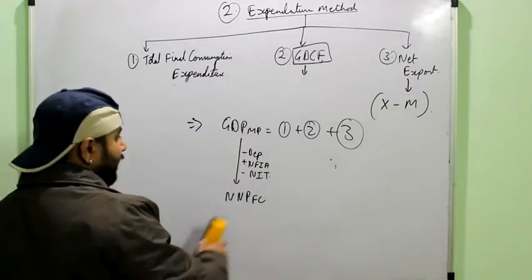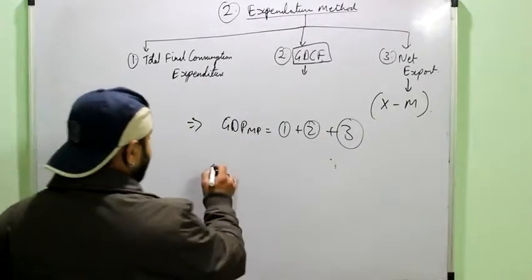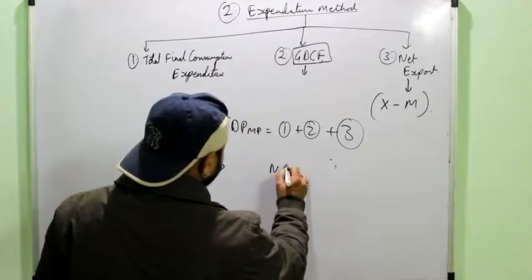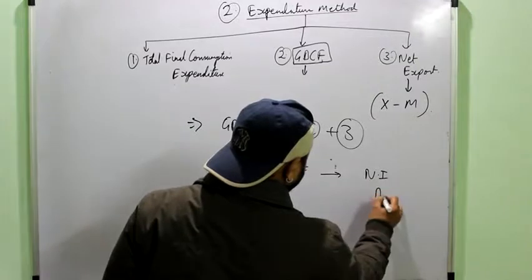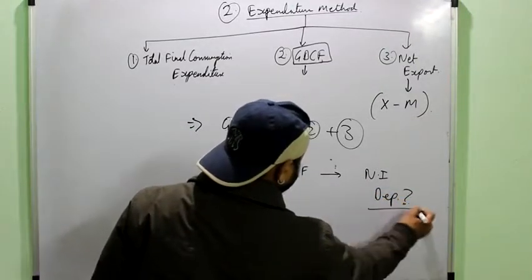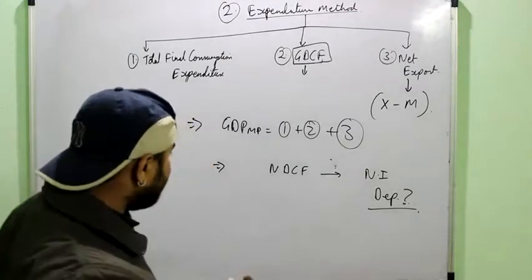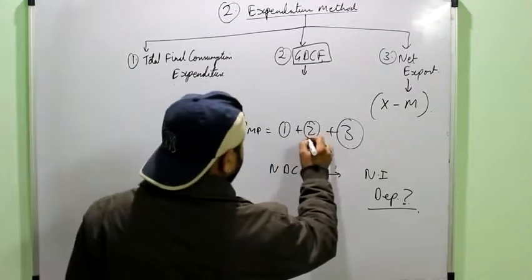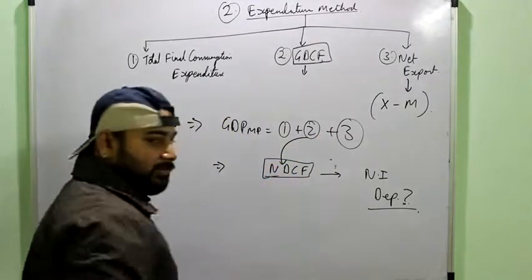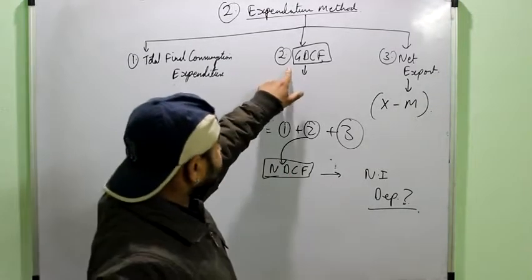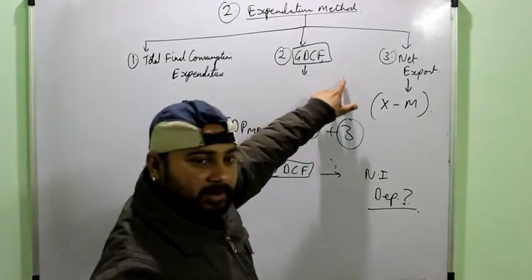Now one more thing that you might face under this method is that sometimes NDCF is given to you. You are asked to find national income, but depreciation is not there, and there is no way of finding out the depreciation. In that case, what you will do at the second place is take NDCF instead of GDCF. It means you have taken net domestic capital formation in place of gross domestic capital formation.